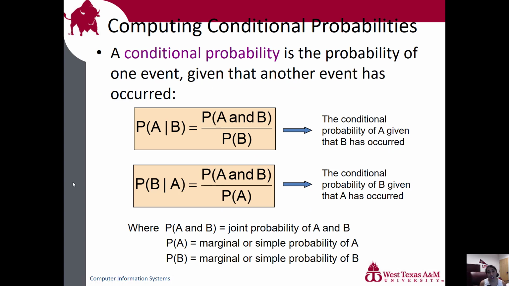We can also look at conditional probabilities, and conditional probability is the probability of one event given that another event has occurred. So here are the equations. This line right here just denotes, given that. So the probability of A given B is the probability of A and B divided by the probability of B. Or if you want to go the other way around, the probability of B given A is equal to the probability of A and B over the probability of A.